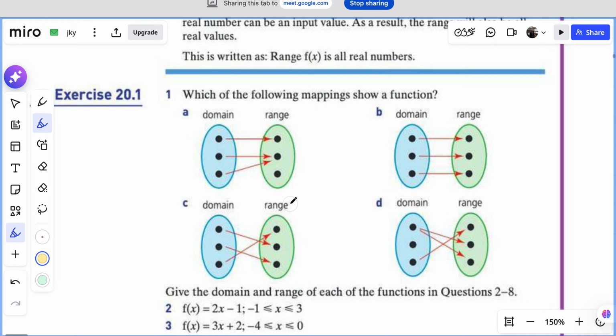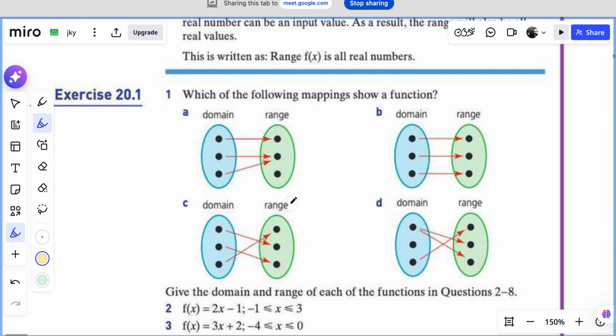So you write f inverse of x. Inverse means raised to the power minus 1. F inverse of x is equal to 3x plus 3. Now this is the inverse.